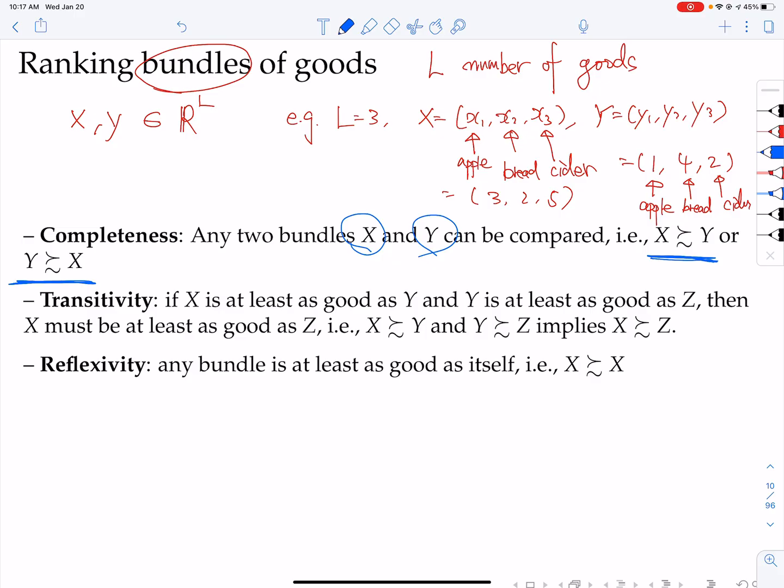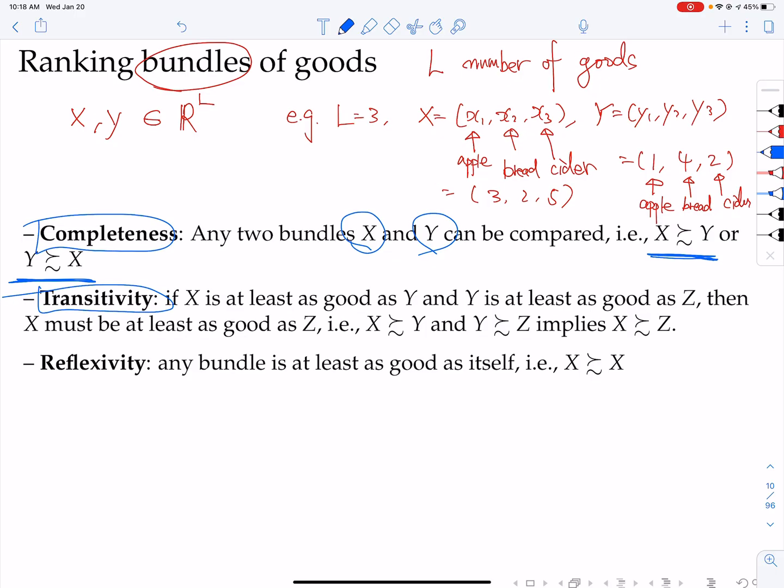And the transitivity assumption is, if X is weakly preferred to Y, and if Y is weakly preferred to Z, then X is weakly preferred to Z. So that's the transitivity. All right.